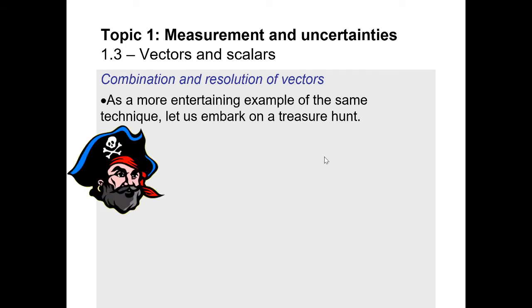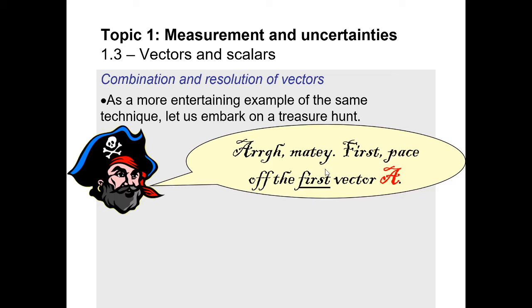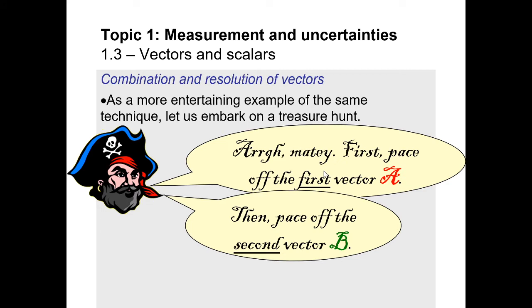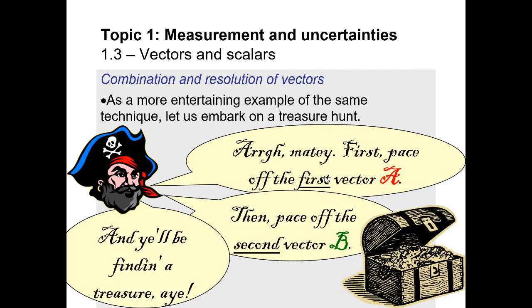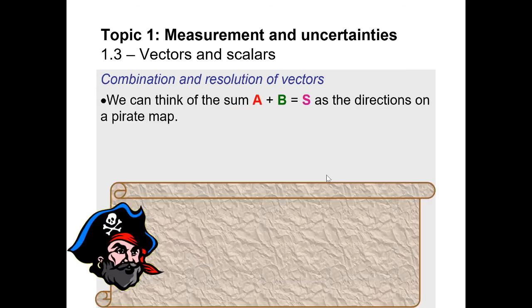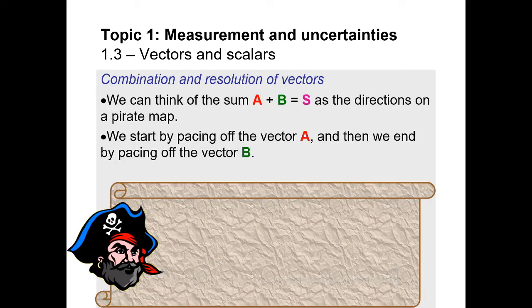All right, so this is a more entertaining version of the previous example, but same thing. You've got a pirate saying first we're going to pace off the first vector A, then we're going to pace off the second vector B, and then we're going to find the treasure. Here we've got a treasure map, and we are trying to get the treasure. We're going to start on the bottom left, take a certain number of paces in the direction of A, then a certain number of paces in the direction of B, and arrive at the treasure.